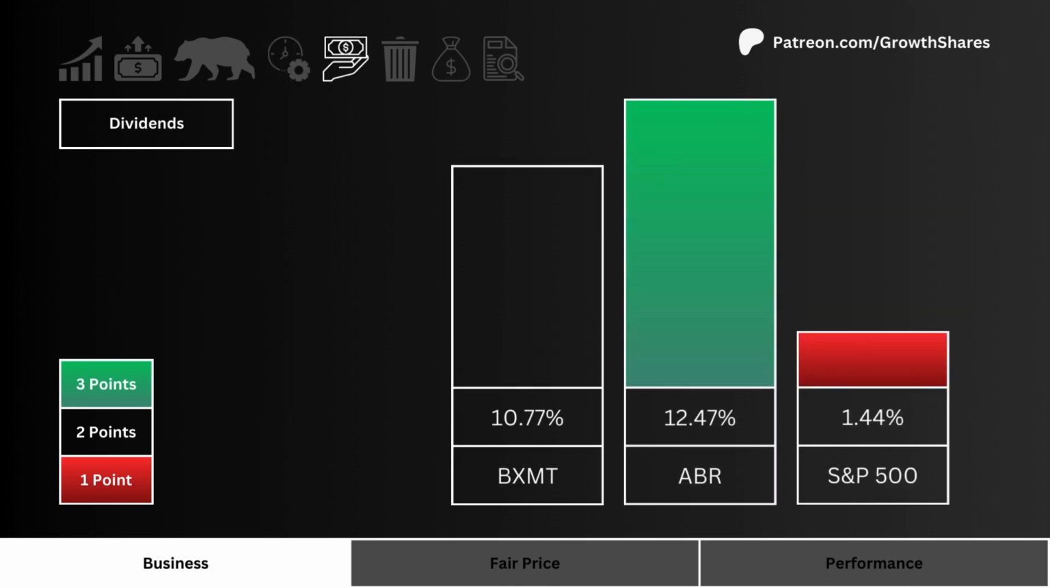Let's then look at dividends. Which stock pays you the most to hold their shares? More points are given to the higher yielding stock.